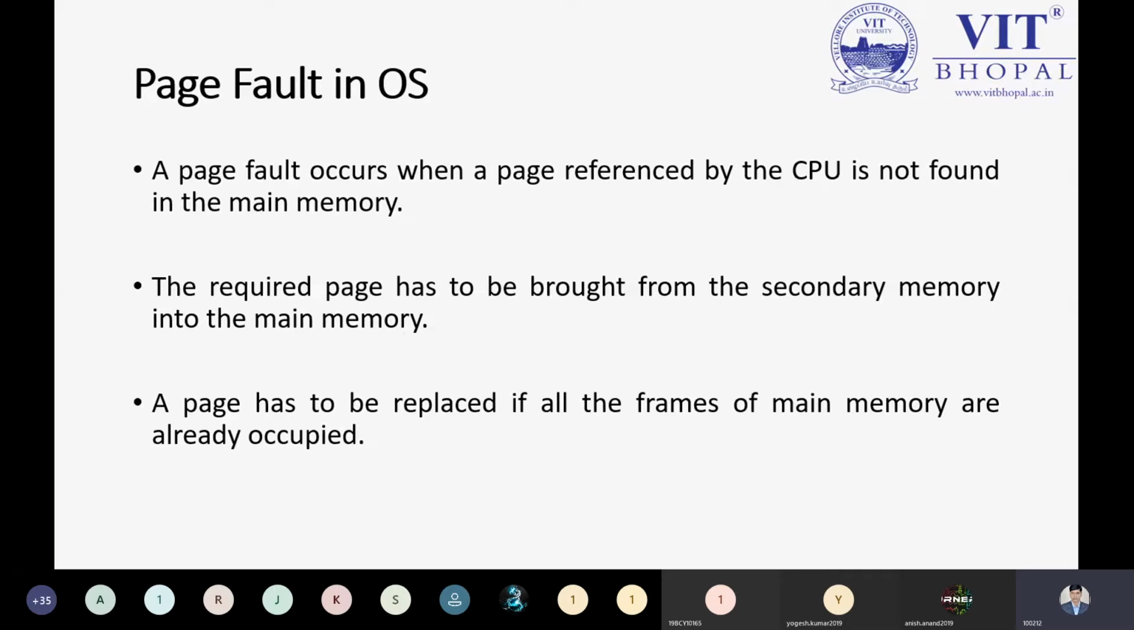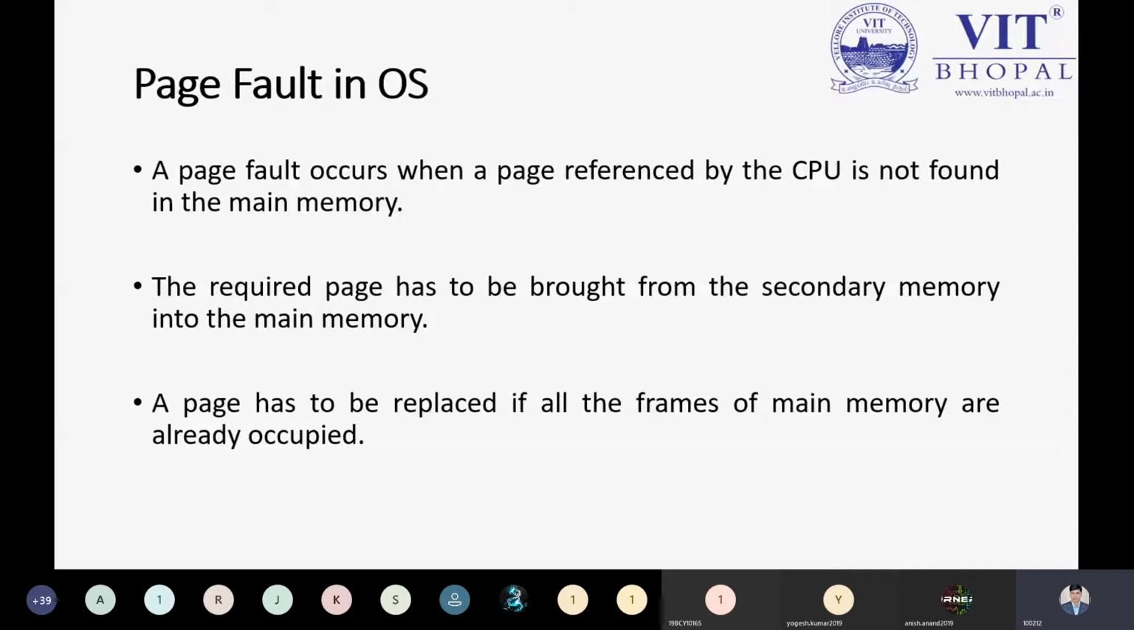So the required page has to be brought from the secondary memory to the main memory. The second point is swapping, swap out. While performing the swapping operation, swap out and swap in, if the page is not found in the main memory by the CPU, then we have a page fault. So a page has to be replaced if all the frames of the main memory are already occupied. So at that time, page replacement in the operating system is required.